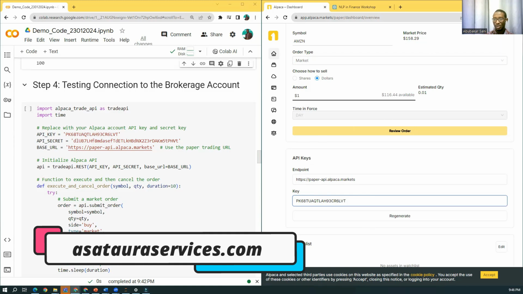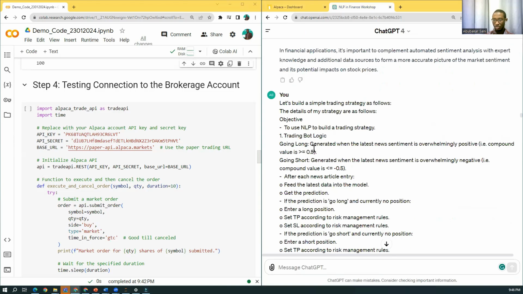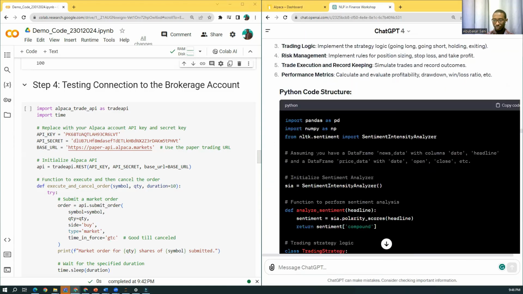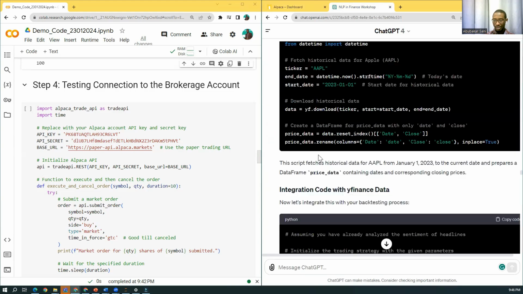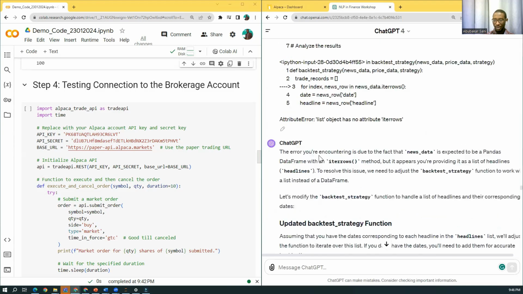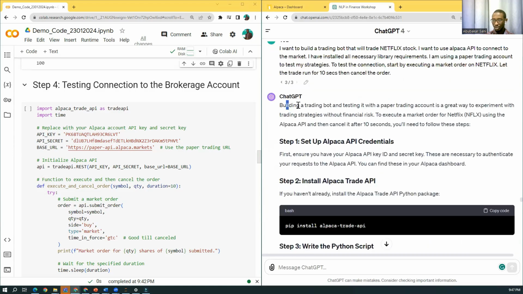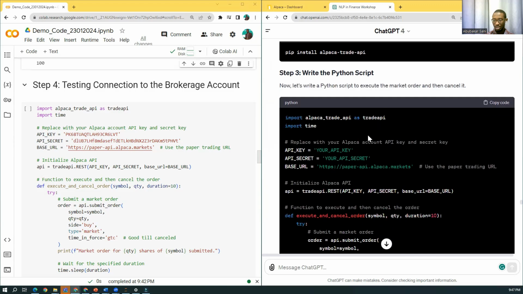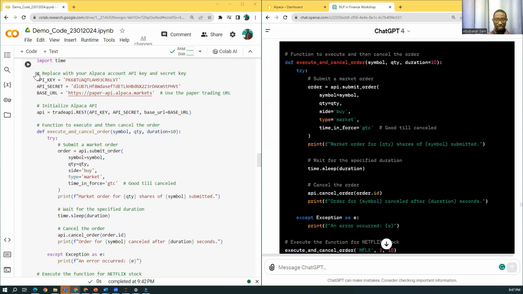Have them in store. So what I did was talk to ChatGPT, tell it that I want to test the connection. I tested the strategy first before I tested the connection, which is why you see this. Okay, here I see. So I told it I want to test the connection. I want to execute an order on Netflix using the API and allow it to run for only 10 seconds, then cancel. So it did this. It told me to replace this with my API keys, which I already obtained.